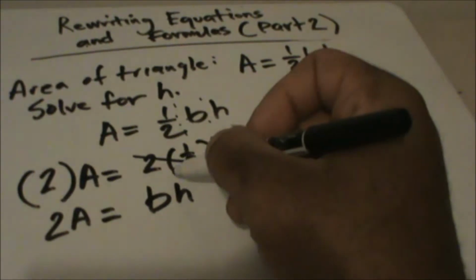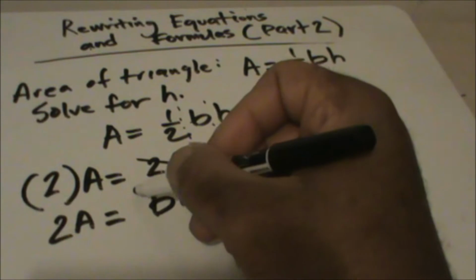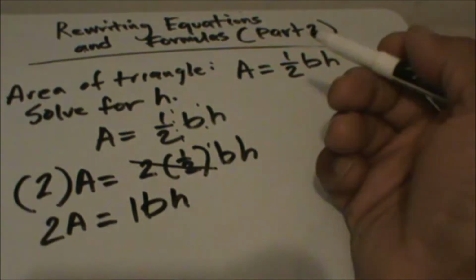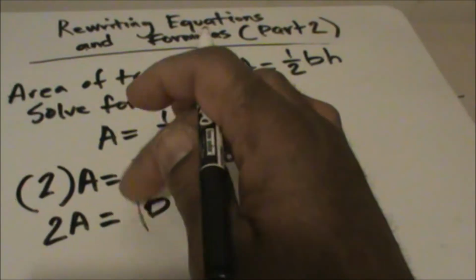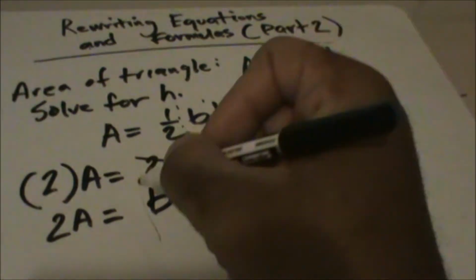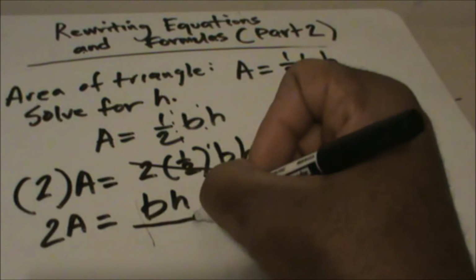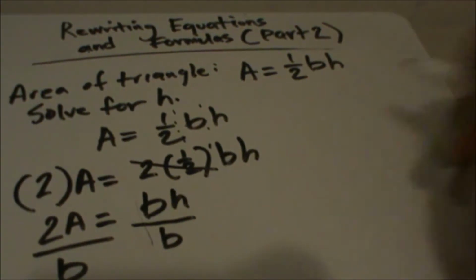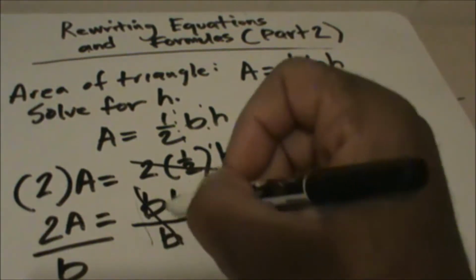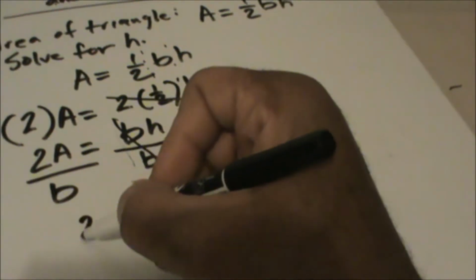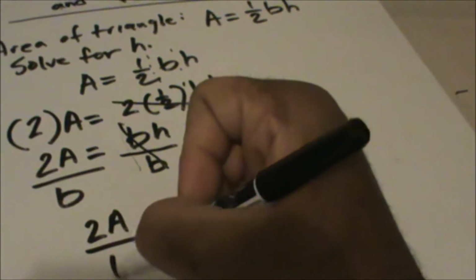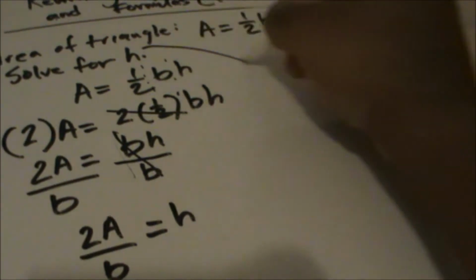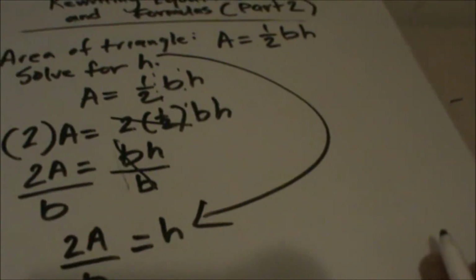And then we're going to try it again. So B is a whole number. If there's no number in front of B, it's understood to be 1, remember? Okay. So what we're going to do, we're going to divide B on both sides. They cancel. So your final answer is 2A over B equals H. And that's what we have. We solve for H.